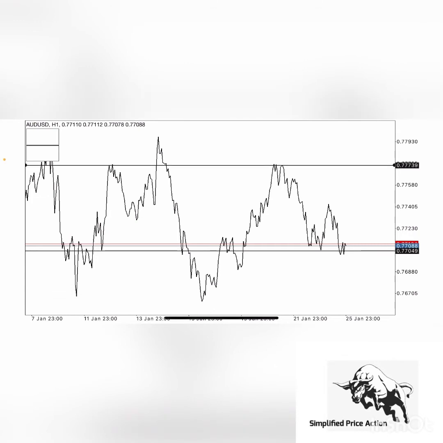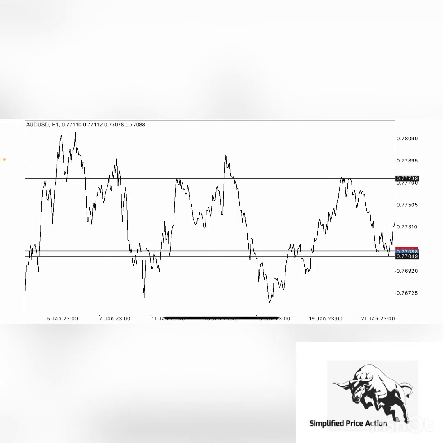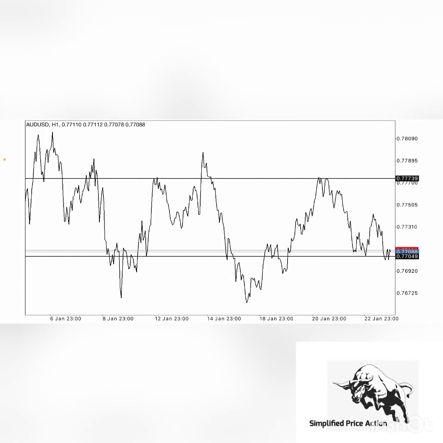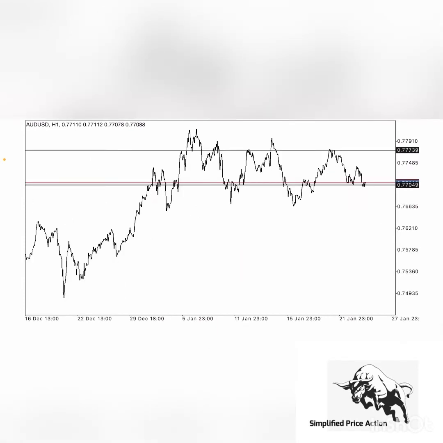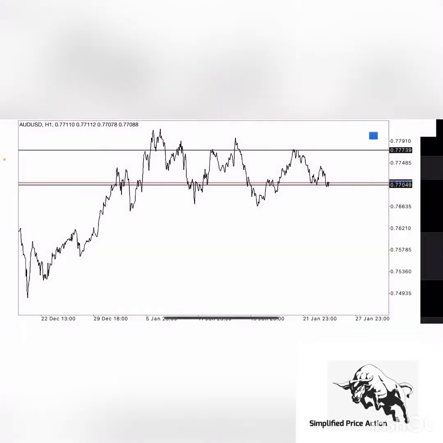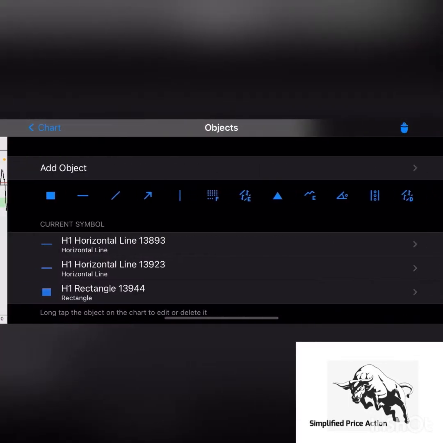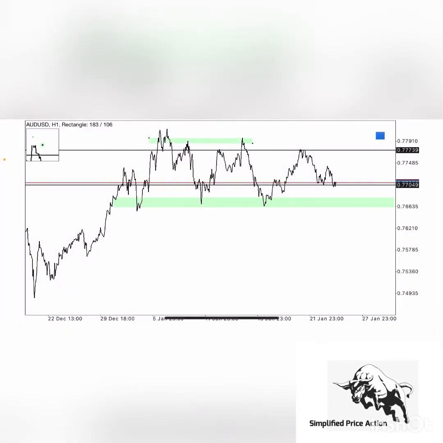Can you see that at 0.77739 the graph has touched that point a number of times actually, so we can consider that as our resistance. How do you identify support and resistance with your rectangle? It's the same concept. You look for where the graph has bounced a lot of times. Now we have identified our support and resistance.